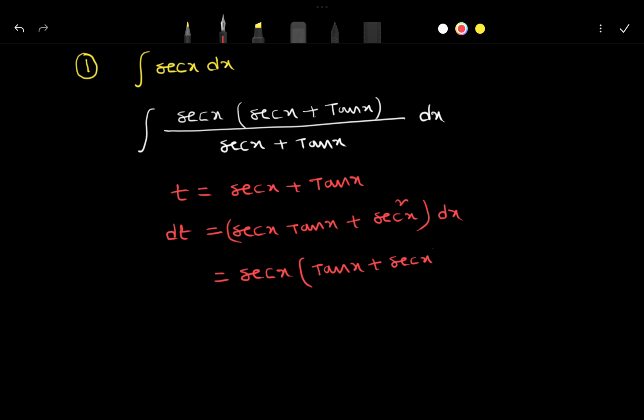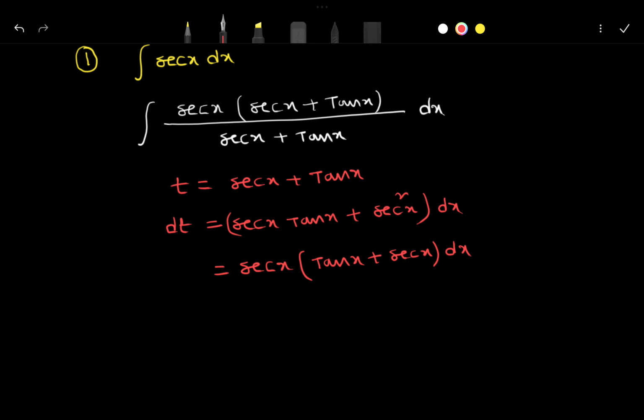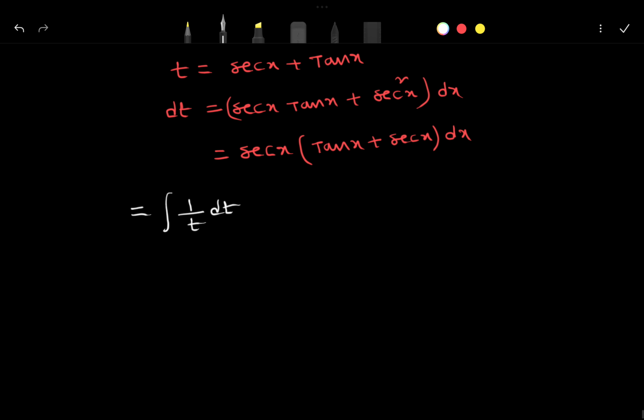Look at this problem. In the given question, substitute this value in the numerator. The numerator is secant x into secant x plus tan x into dx. This value will be equal to dt. So you can substitute, and this becomes the integration of 1 by t into dt. What is the integration of 1 by x? You know, the integration of 1 by x is log x. According to that, this value will be log t.